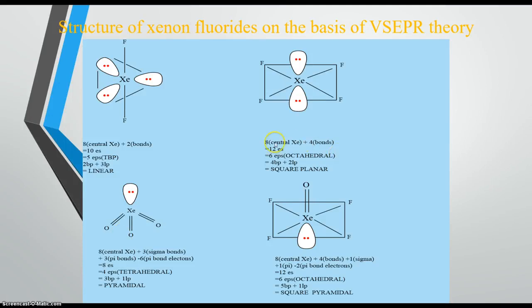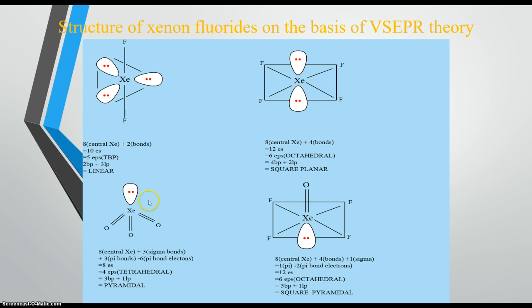So total 12 electrons. So 12 electrons means 6 electron pairs. As we know, if there are 6 electron pairs, the structure should have been octahedral, but among these 6 electron pairs, 4 are bond pairs and 2 are lone pairs that are present in the axial positions. The structure should have been octahedral, but due to the presence of 2 lone pairs, and as we know that the lone pairs are not going to contribute in the main structure, the actual structure will be square planar. Okay, now let's move on to the third structure.